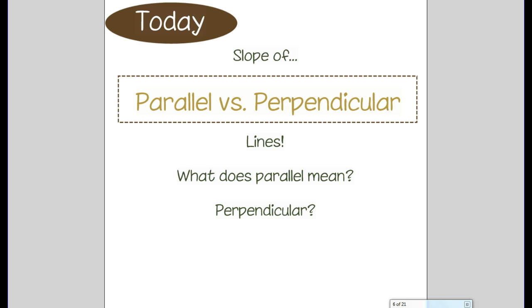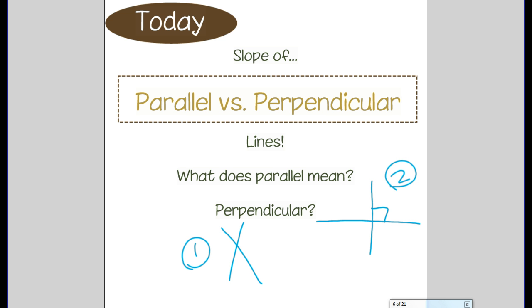Show me what perpendicular does not look like. Make your arms cross, but make them not perpendicular. That was skewed, Jared. Good job. Now show me exactly perpendicular. Even them up so that they're a 90-degree angle. So this is not, and this is. It's really important that you know perpendicular crosses perfectly at a 90-degree angle. These two lines in example 1 are not perpendicular, whereas in example 2, they are.